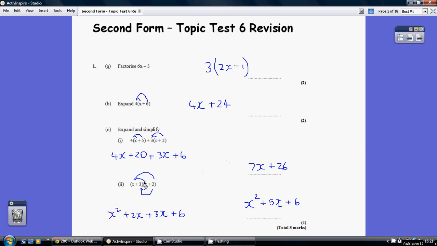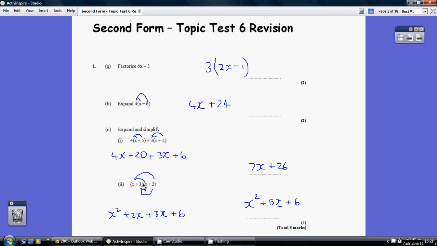Now for part 2, when we're multiplying out a pair of brackets, you've just got to learn that you take your first term and multiply it by both terms in the second bracket. So x times x and x times 2, giving us x squared plus 2x.